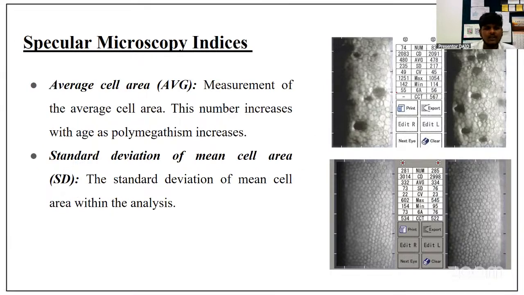Average cell area. Measurement of the average cell area. This number increases with the age of polymorphism increases. So the standard deviation of the mean cell area is the standard deviation of the mean cell area within the analysis. Standard deviation is nothing but the variation across the population can be measured.